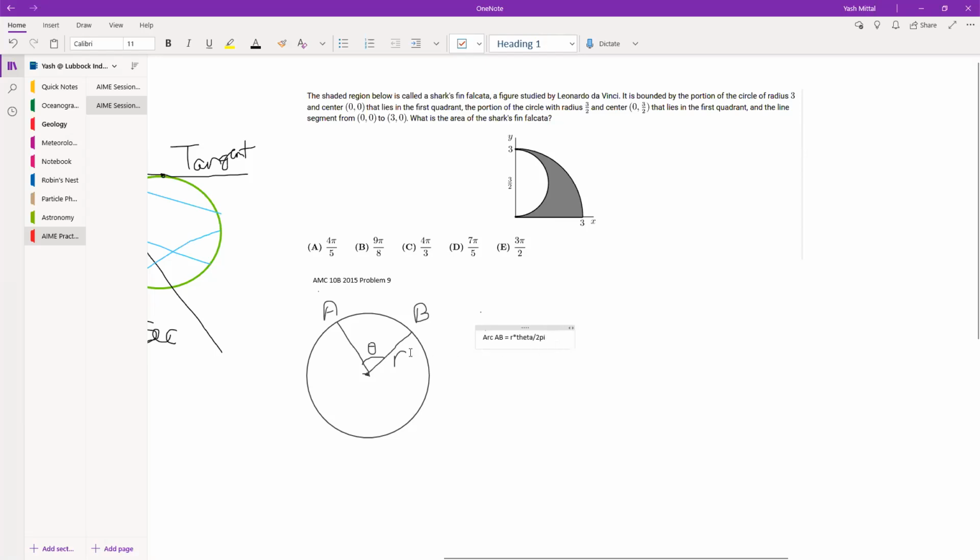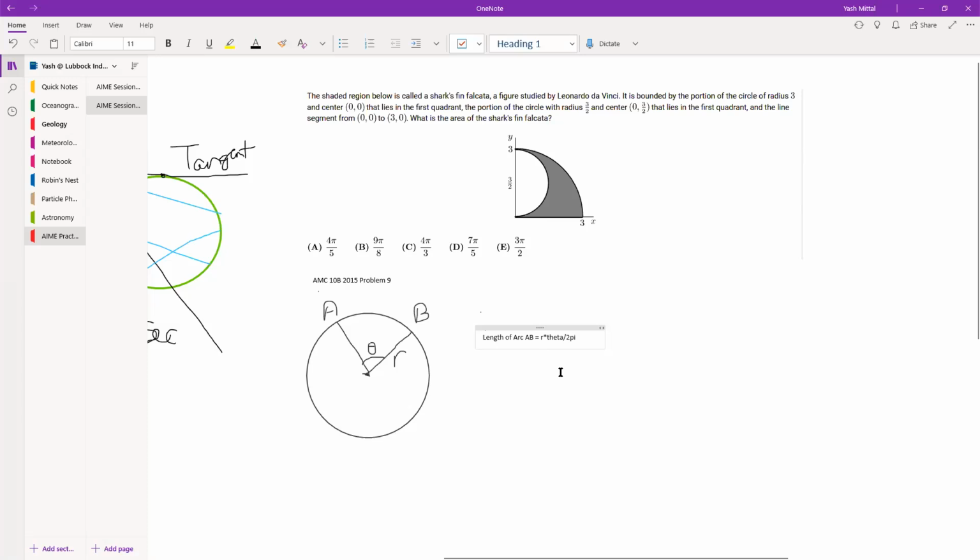Essentially, for example, if this theta was 90 degrees, I would multiply the radius times 90 degrees and divide it by 2 pi. This is the length of arc AB. Let me be more specific. Length of arc AB is r times theta divided by 2 pi.